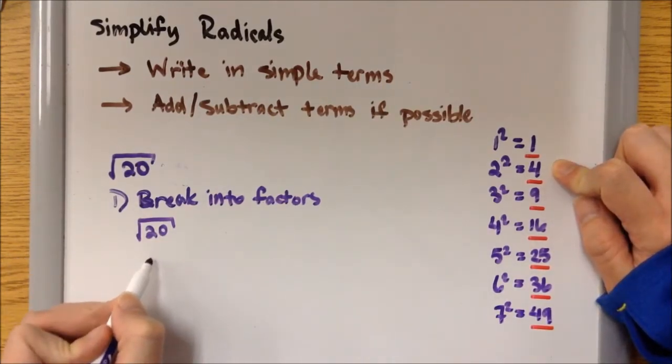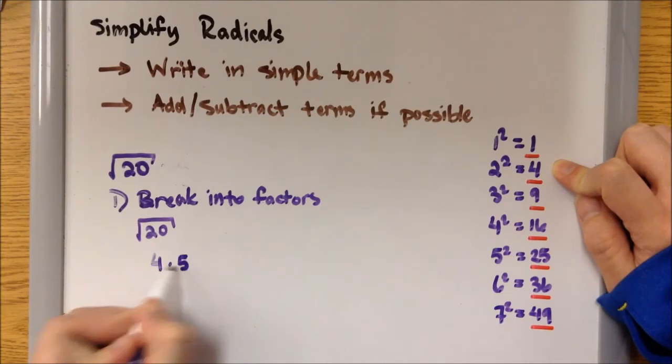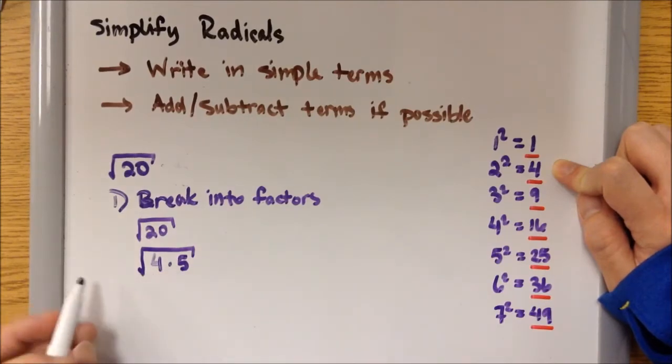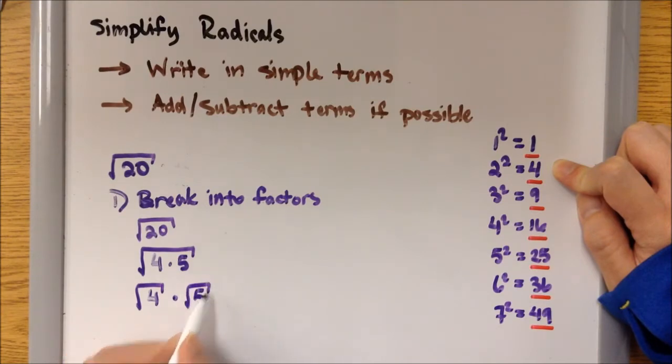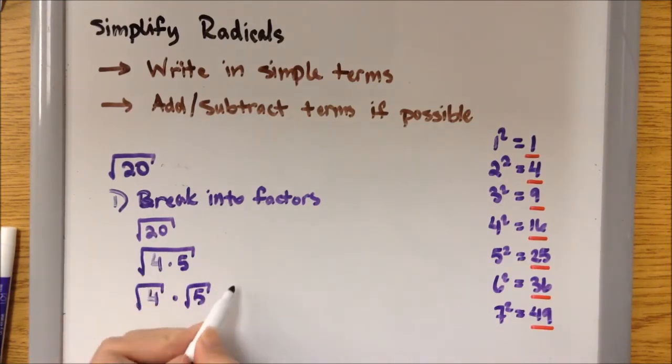So I break 20 into 4 times 5, so I'm going to write 4 times 5 with one big square root. Now, since it's multiplying, I can actually break it into 2 square roots. So I'm going to write the square root of 4 times the square root of 5. At this point, one of them is a perfect square number, which is the 4. So apply square root.